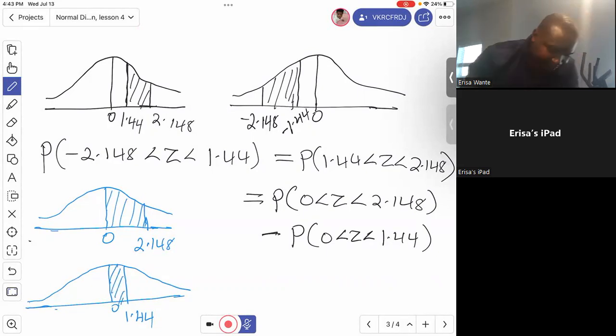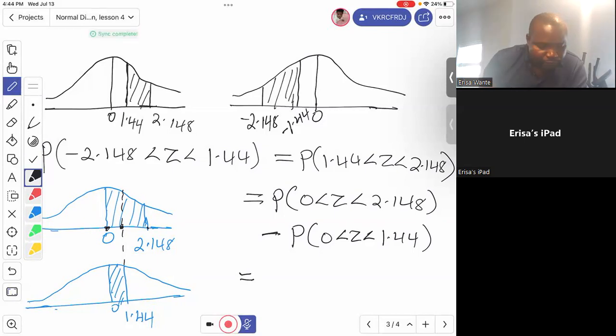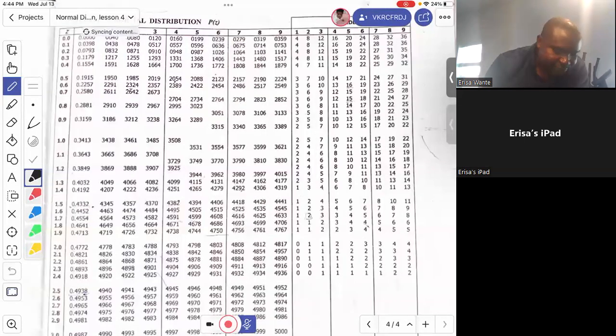So if I want to get the area between these two Z values, I get the area from 0 to 1.44 and subtract it from the area between 0 and 2.148. So I go to the normal tables and read what is the area between 0 and 2.148. We have learned how to read the normal table. So we have 0 and then 2.148.